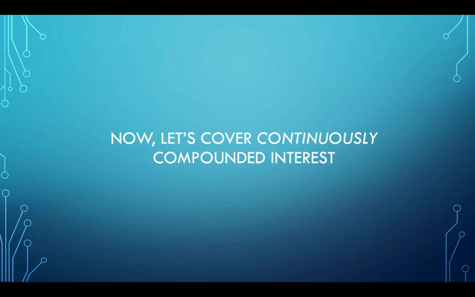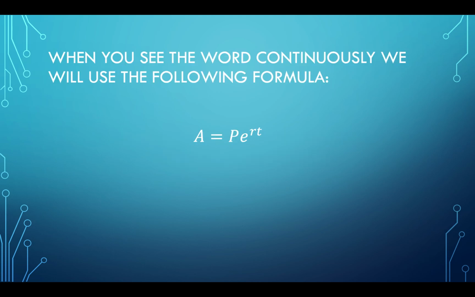So now let's cover continuously compounded interest. So when you see the word continuously, we're going to have a completely separate formula for this one. So anytime in any word problem, if you see the word continuously, we're going to use this formula. A is equal to P times e to the rt. Some of you who have taken the business class at PC might have heard the Pert formula. This is the formula for continuously compounded interest.